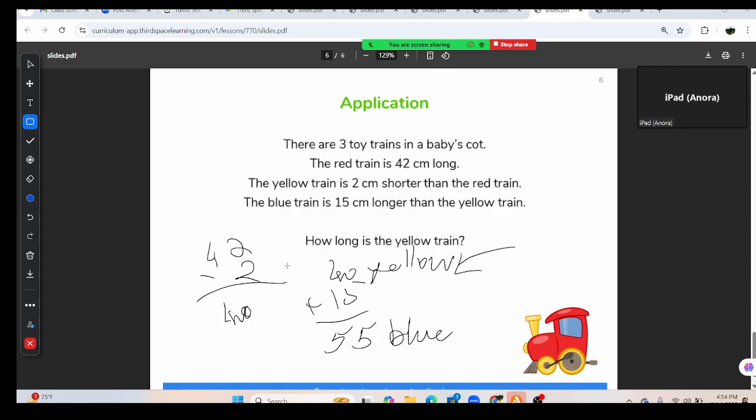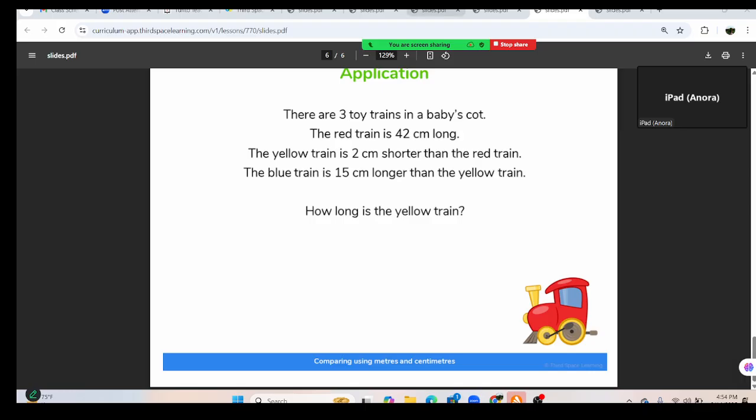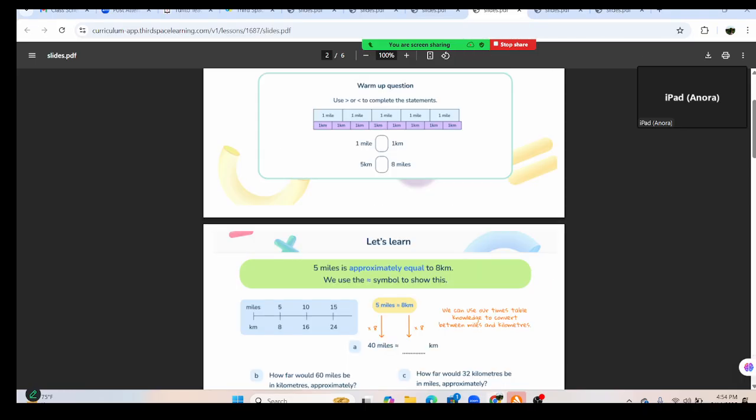Okay, that's great. So you got your final answer right, 55, right? Centimeter or meter? Centimeter. Yes. So always remember, you have to put the units.